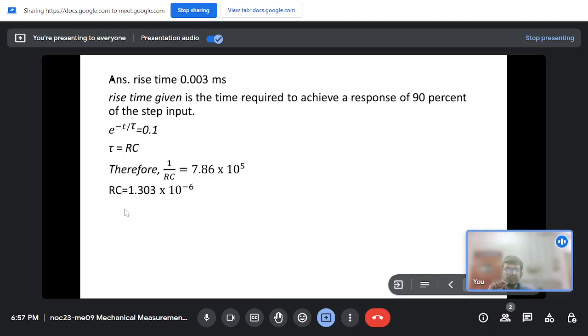So for example, if R is in ohms and C is in farads, if you take resistance as 1 ohm, then what you require is a 1.303 microfarad capacitor in this case. So we can take a combination of such resistance and capacitance.